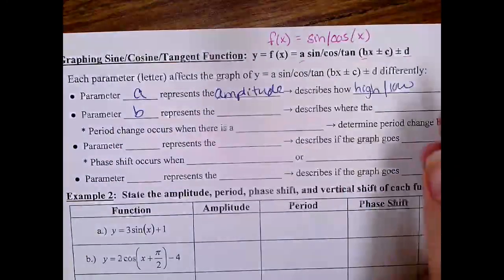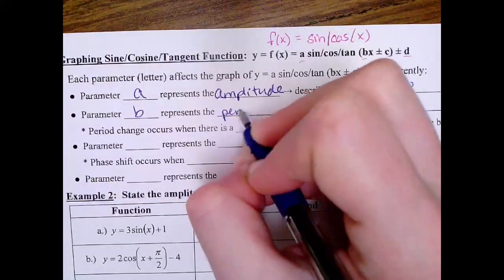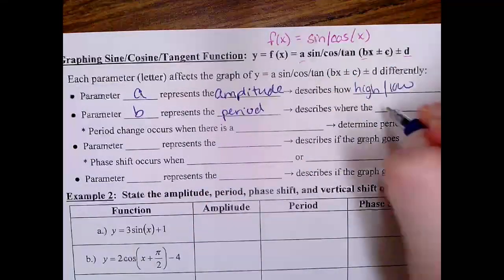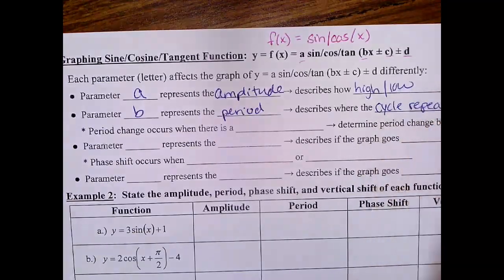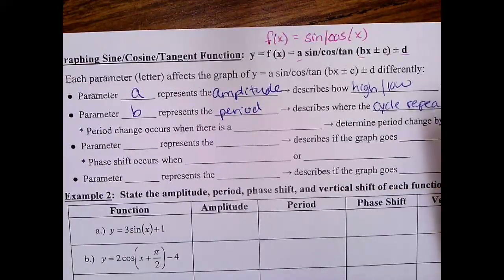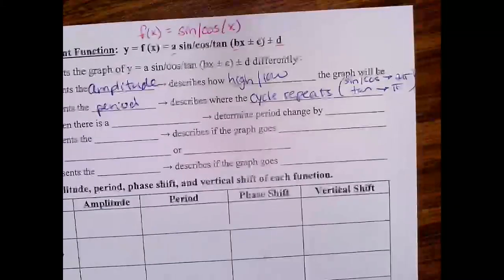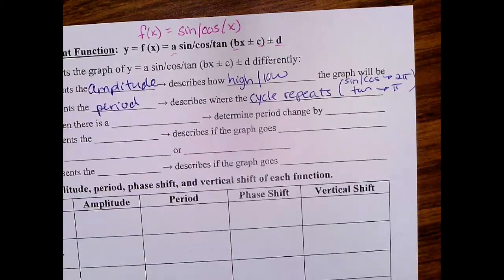Parameter B represents the period and describes where the cycle repeats. So remember, you're going to still need the original. Sine and cosine, it's 2 pi. And tangent, it's pi. Oops, sorry. Sine and cosine, it's 2 pi. Tangent, it's pi.